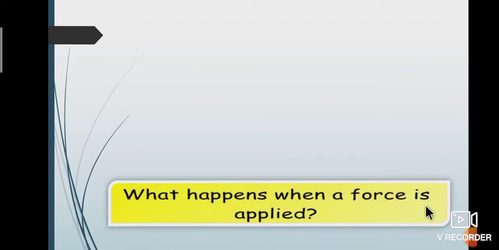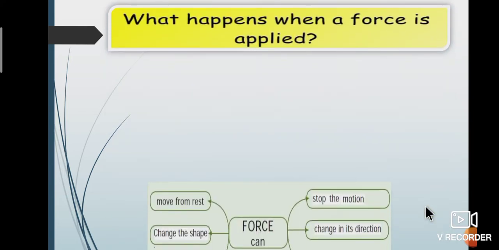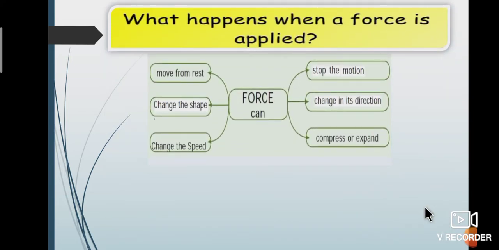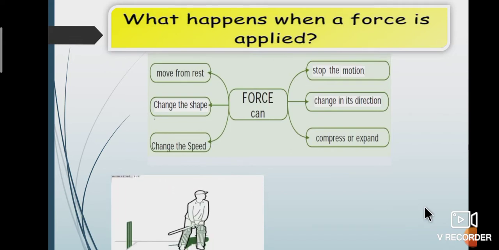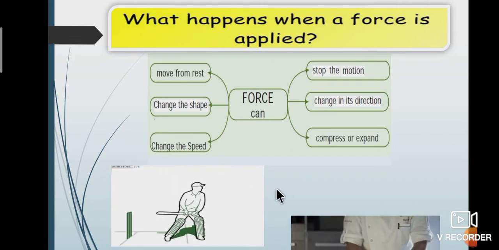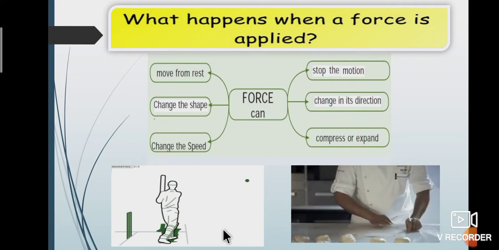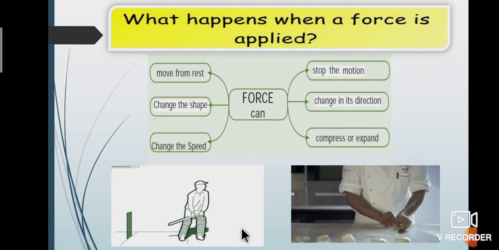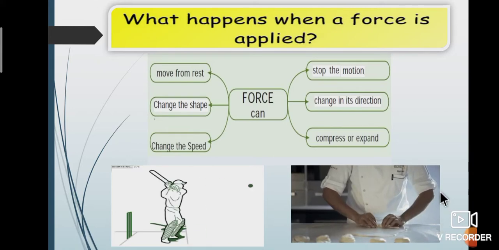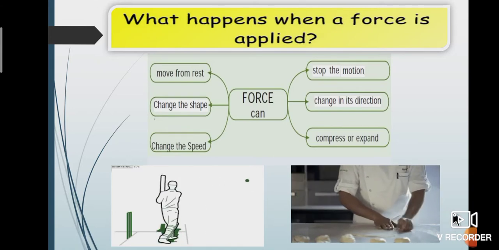Then what happens when a force is applied? See the below two examples. When a force is applied to any object, it can change the shape, move it from rest, change the speed, stop the motion, change its direction, and compress or expand.